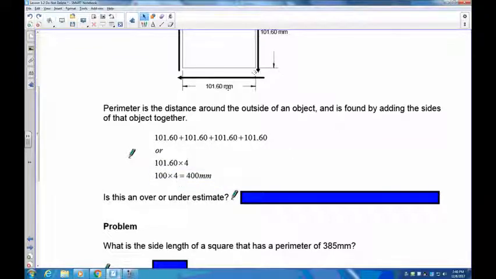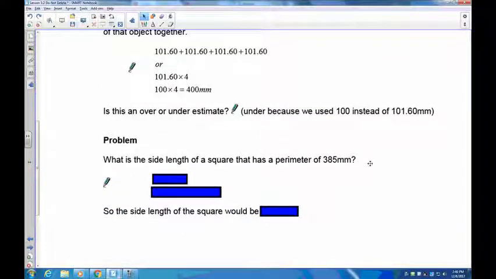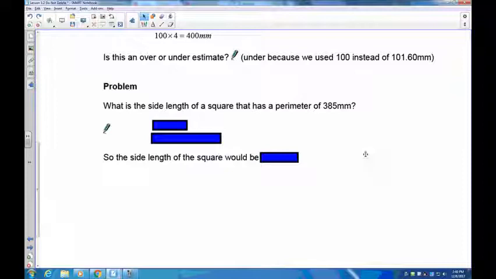Now remember to include your units, so my estimation is around 400 millimeters. Is this an overestimate? Well, we started at 101 and we went down. So because we went down, this is actually going to be an underestimate. This 101.60 is actually higher than the number we chose to use in our estimate. All right, so what is the side length of a square that has a perimeter of 385 millimeters?